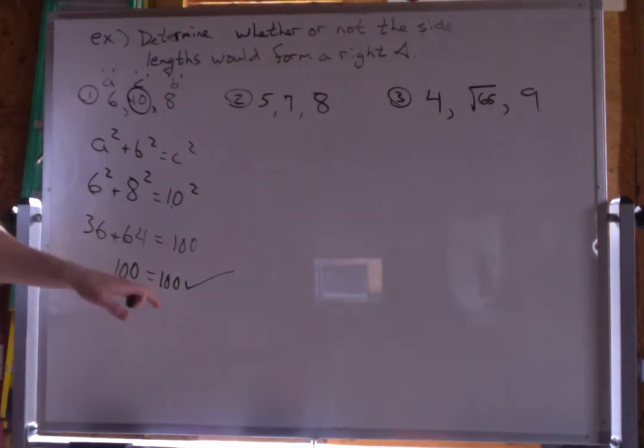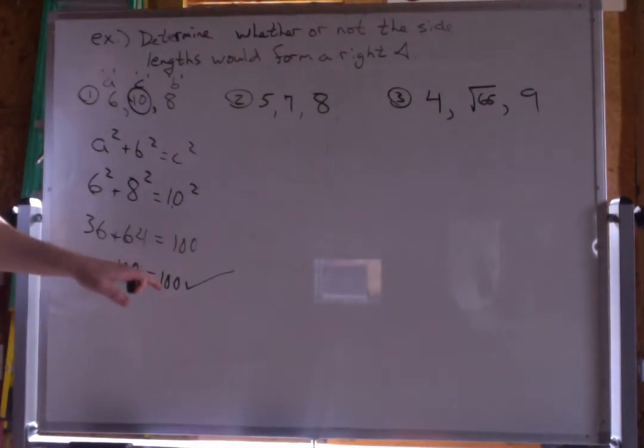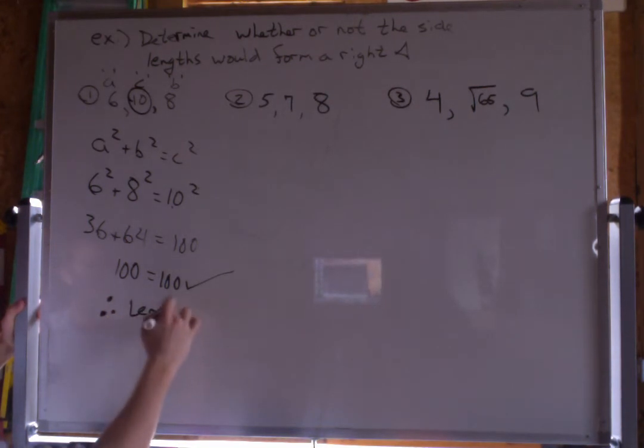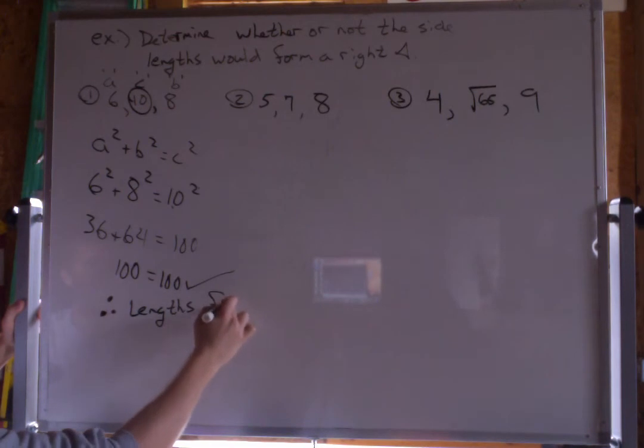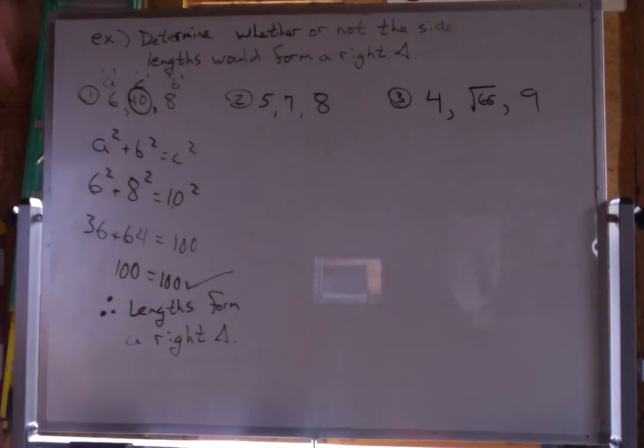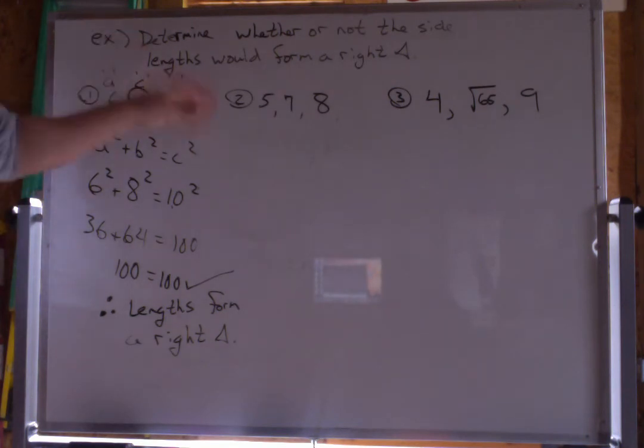So, because the Pythagorean theorem resulted in a true statement by filling in these side lengths, our conclusion is that these side lengths do form, we'll say these lengths form a right triangle. Okay. And that's it. It's a simple check with the three side lengths of whether or not the Pythagorean theorem holds or not. Moving on, number 2.